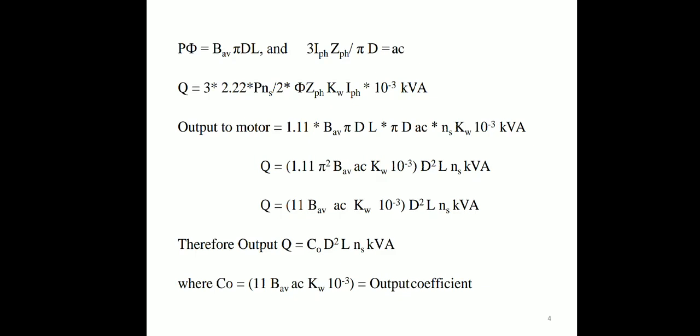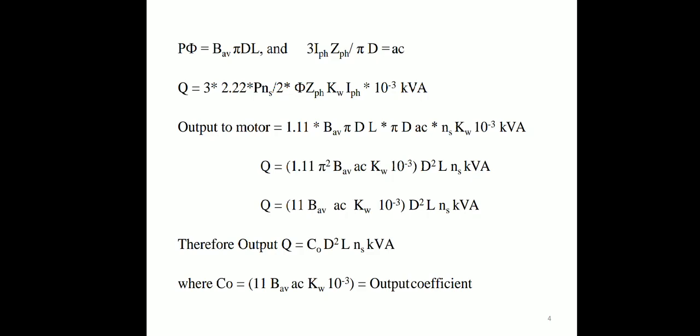Q is equal to 3 into 2.22 into P NS upon 2 into phi ZPH kW IPH into 10 raised to power minus 3 kVA. Output of the machine is equal to 1.11 into BAV pi D L into pi D AC into NS kW 10 raised to power minus 3 kVA. Now Q is equal to 1.11 pi square BAV AC kW 10 raised to power minus 3, in a bracket, into D square L NS kVA.